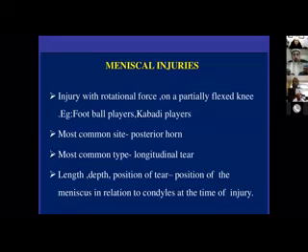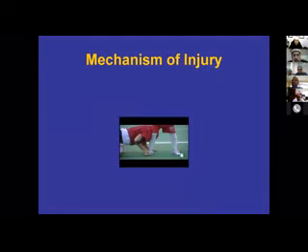Now coming directly to the talk of injury: injury with rotational force on a partially flexed knee. That's the most common history given by patients. And the most common site is the posterior horn. Longitudinal tear is the most common geometric type. And length, depth, position of tear all depend on the position of the meniscus in relation to the condyles at the time of injury. So this is a short video which will show you the most common mechanism of injury, a twist and a valgus force.